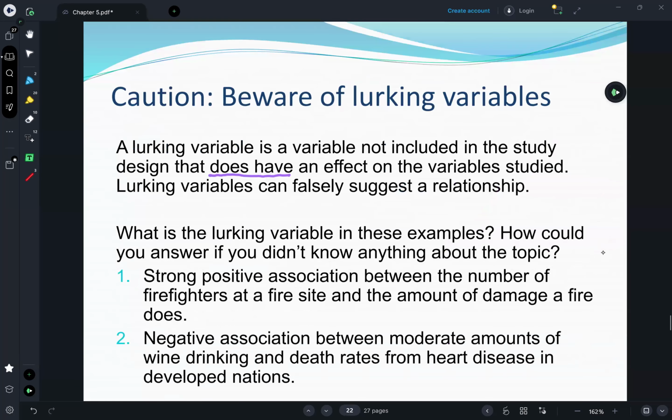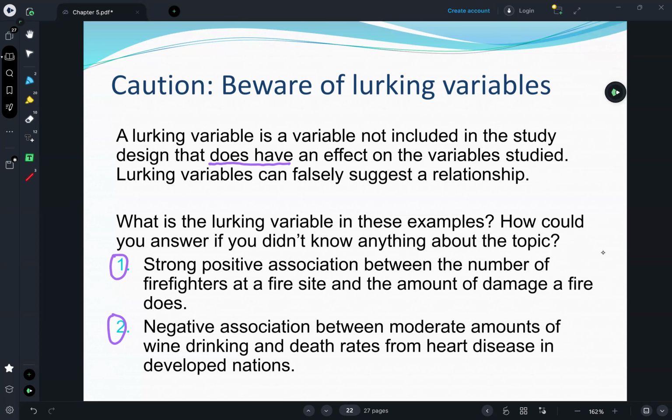And beware of lurking variables. A lurking variable, as I mentioned, is a variable not included in the study design that does have an effect on the variable studied. And there's two examples here where you can think about what could be the lurking variables. The first one is strong. Suppose there's a strong positive association between the number of firefighters at a fire site and the amount of damage a fire does. So a lurking variable could be the size of the fire, and the location and so forth.